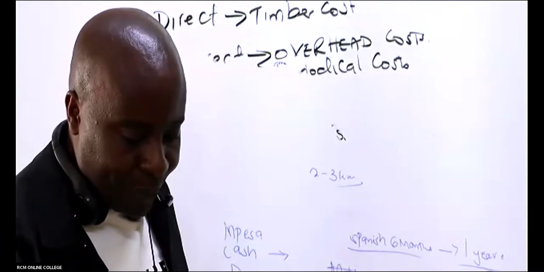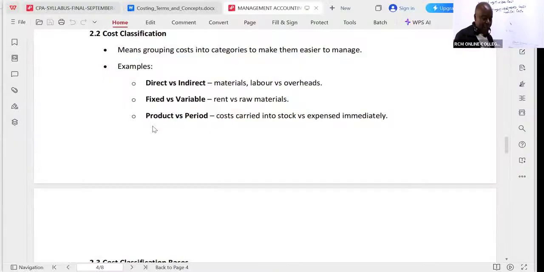So we continue. Then we have what we call product versus period. Product costs, these are the direct costs. These are now the costs which will form a base for our inventory costs. Inventory. So we have here product costs, costs carried into stock.